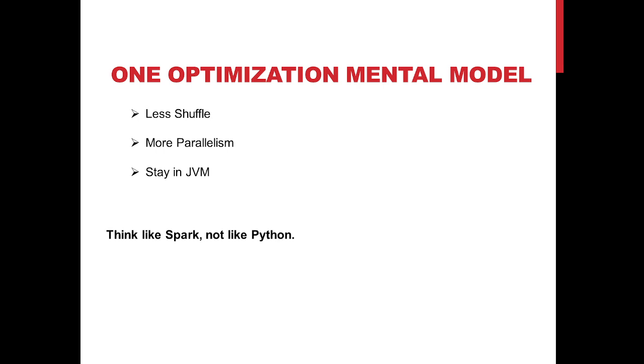Let's end with a simple mental model that you can carry into every Spark job. Try less shuffle, more parallelism, and try to stay inside the JVM. If you do this consistently, Spark jobs will reward you. Think like Spark, not like Python.